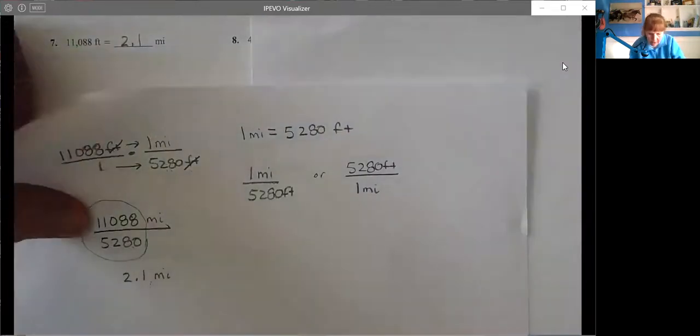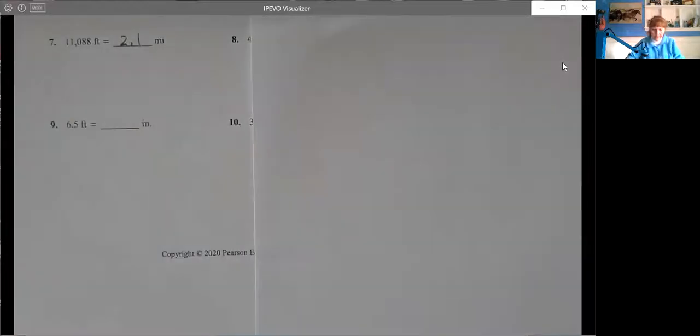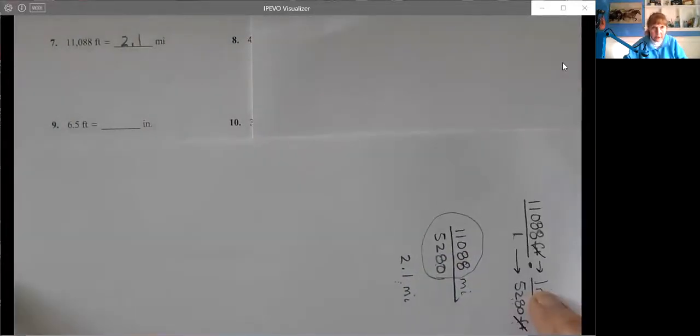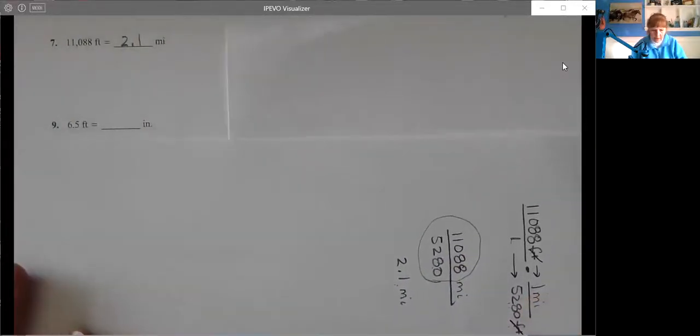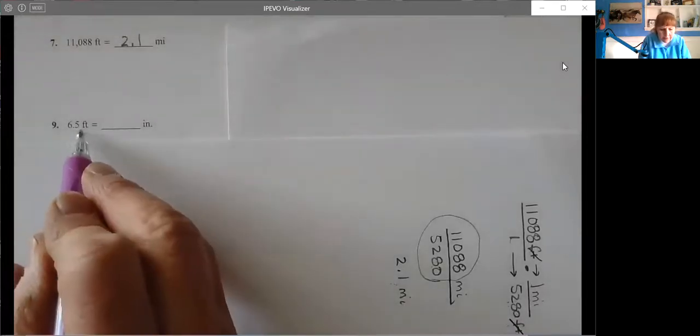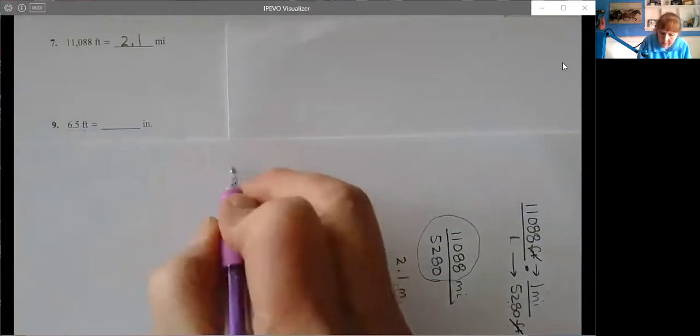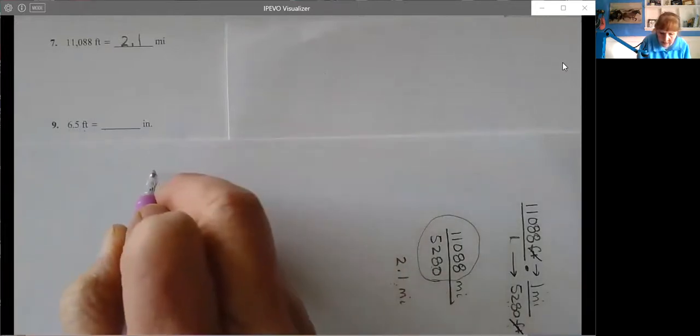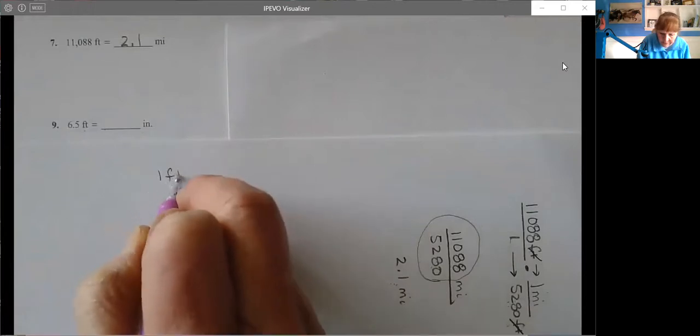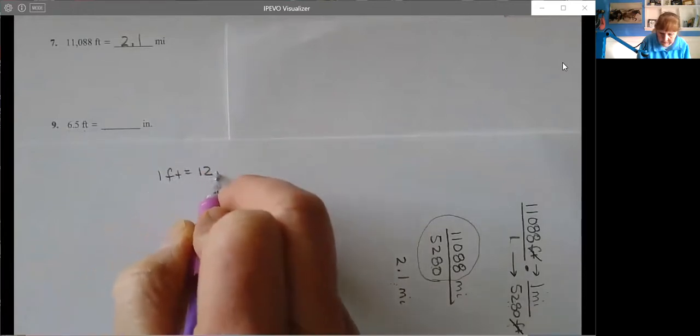All righty. Let's look at this one here, number 9. We have 6.5 feet is how many inches? You'll need a conversion. You need to know how those two are related to each other so you can create your fraction of a value of 1. Well, most of us know that 1 foot is 12 inches.